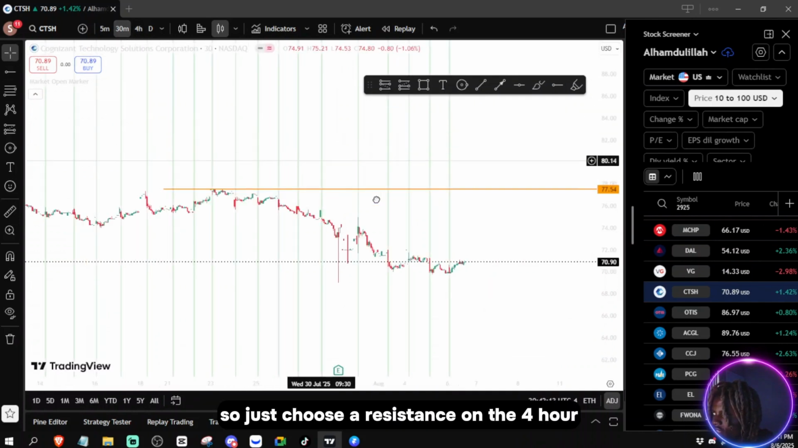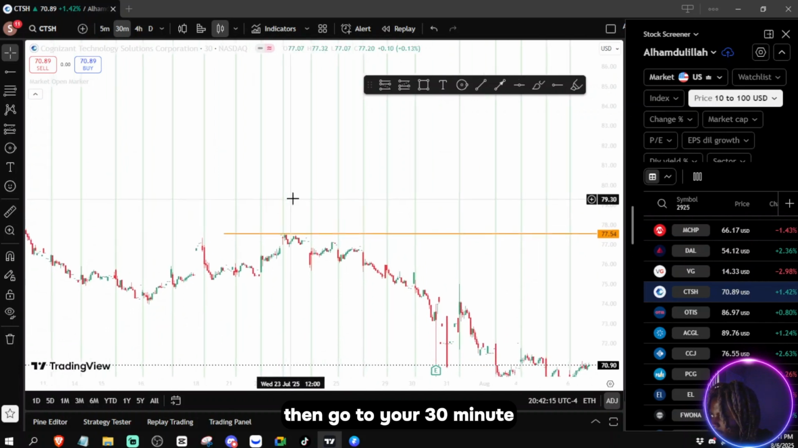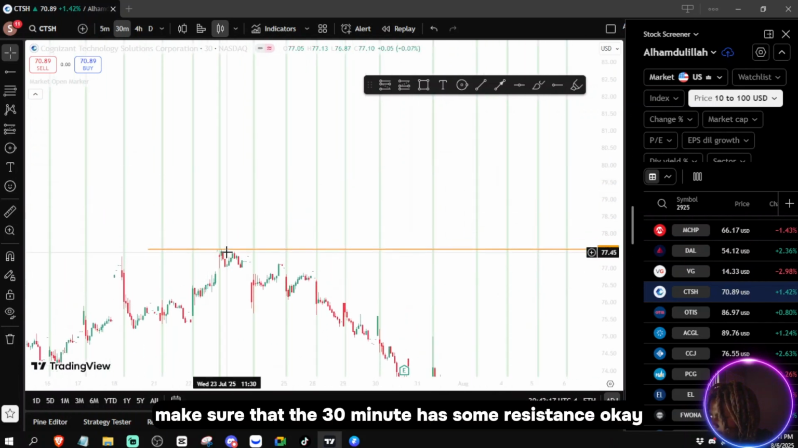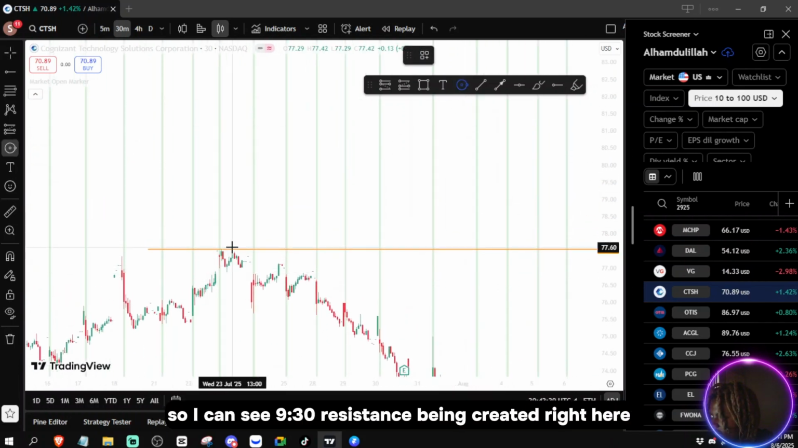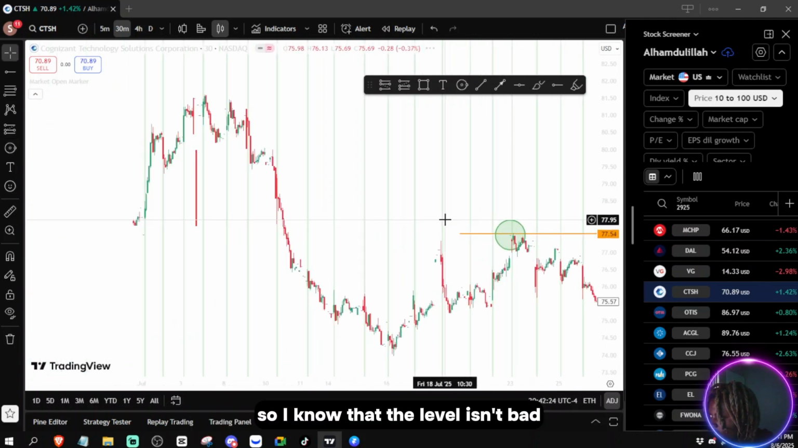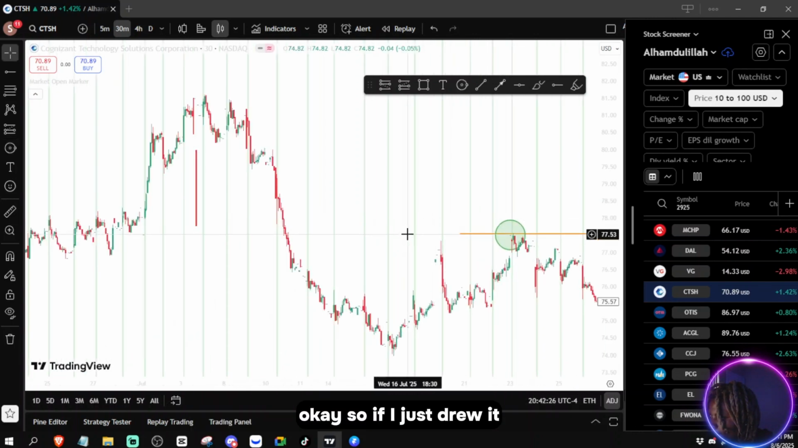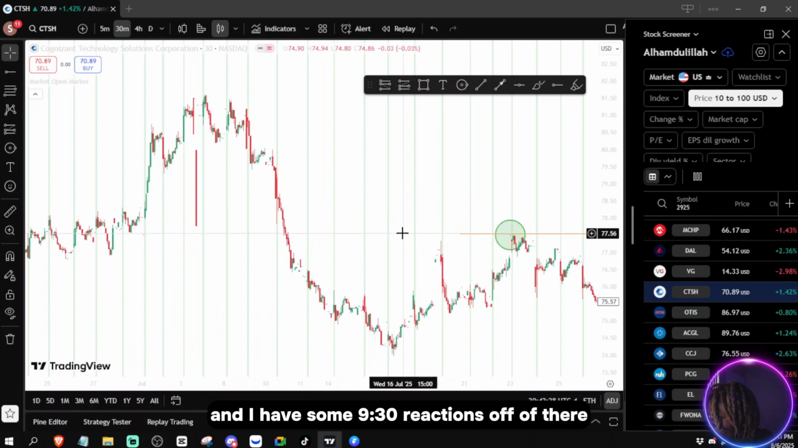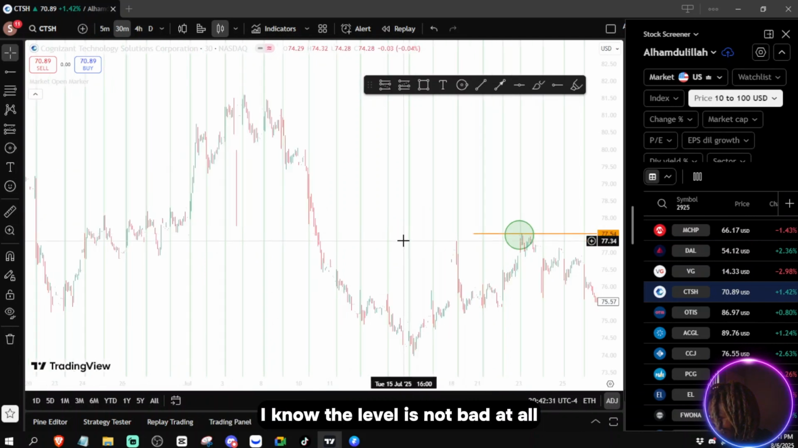So just choose a resistance on the 4-hour, then go to your 30-minute. Make sure that the 30-minute has some resistance. Okay, so I can see 930 resistance being created right here at this level that I just chose. So I know that the level isn't bad. If I just drew it and I have some 930 reactions off of there, I know the level is not bad at all.